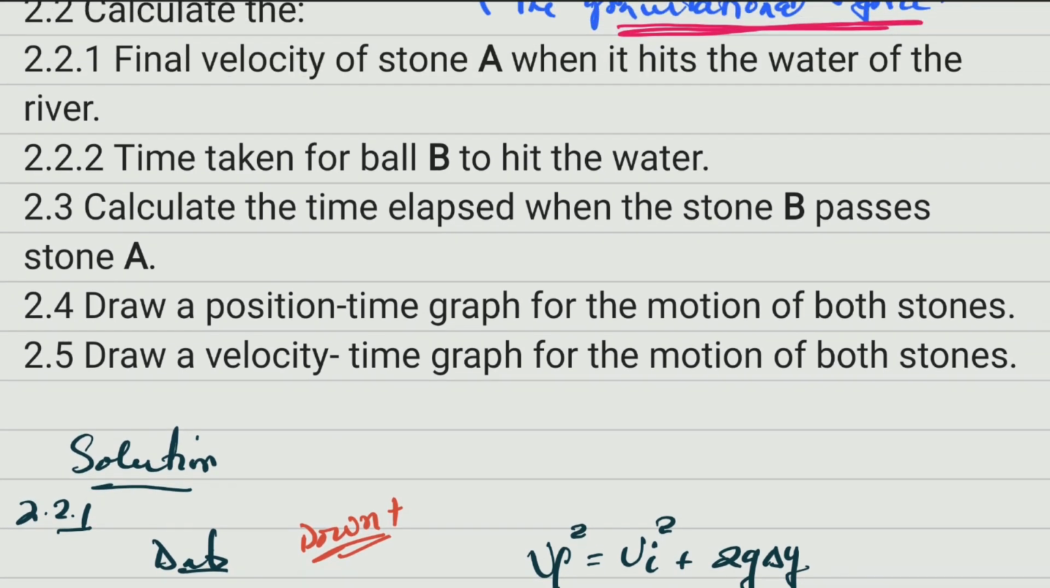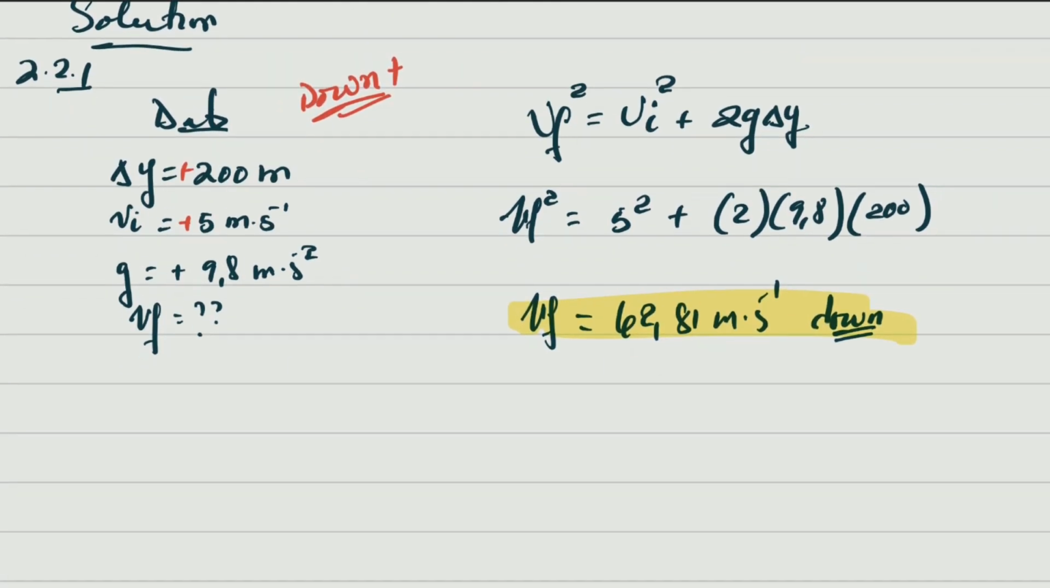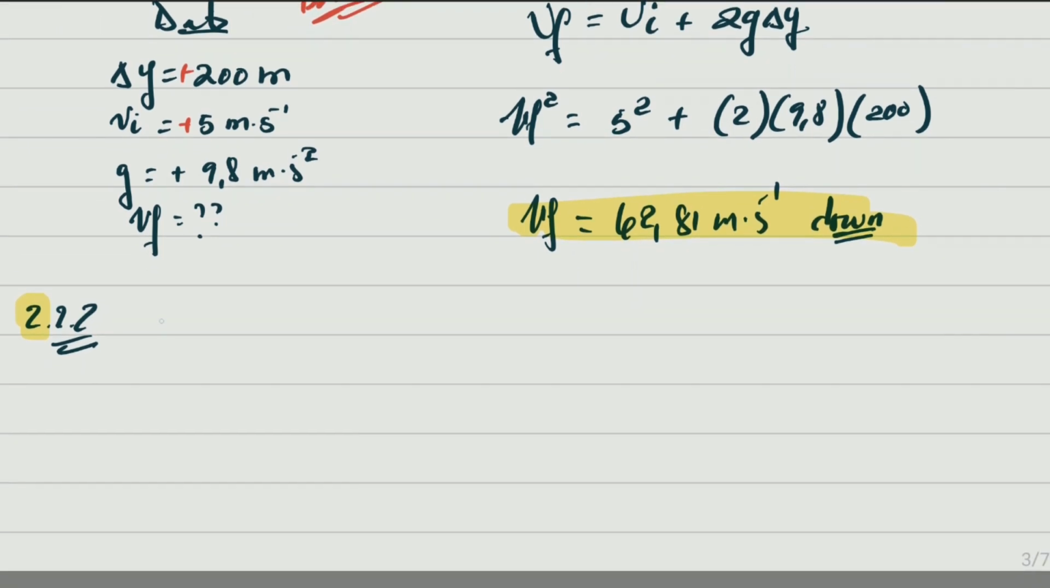Calculate the time taken for ball B to hit the water. So now we are looking for the time of ball B. So it's question 2.2.2, okay? And we are going to quickly write the data here. Now this one is for stone B, okay? So what do we have?